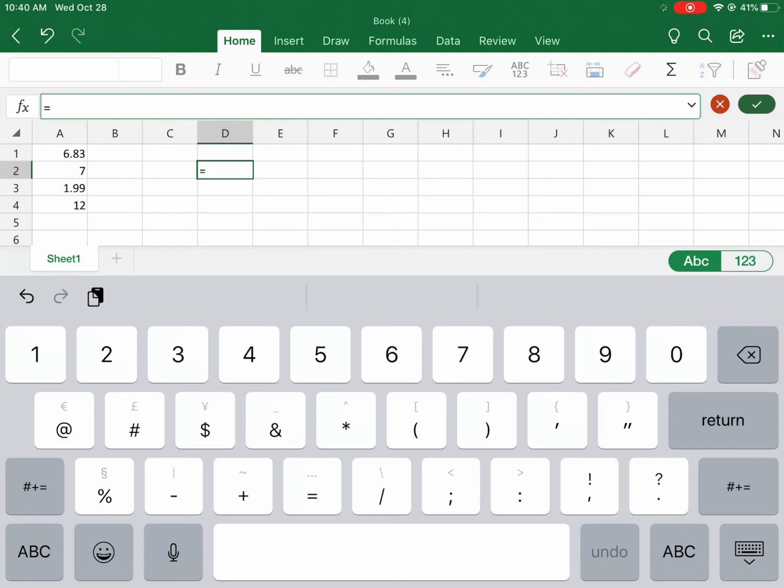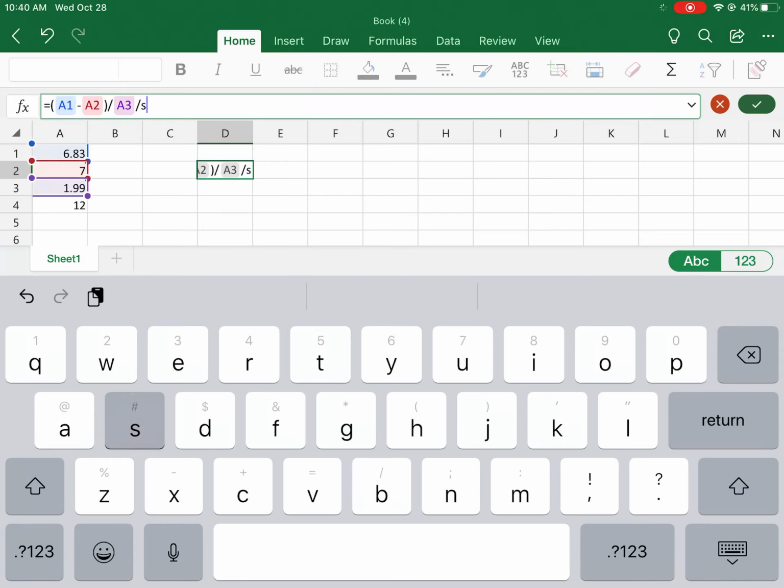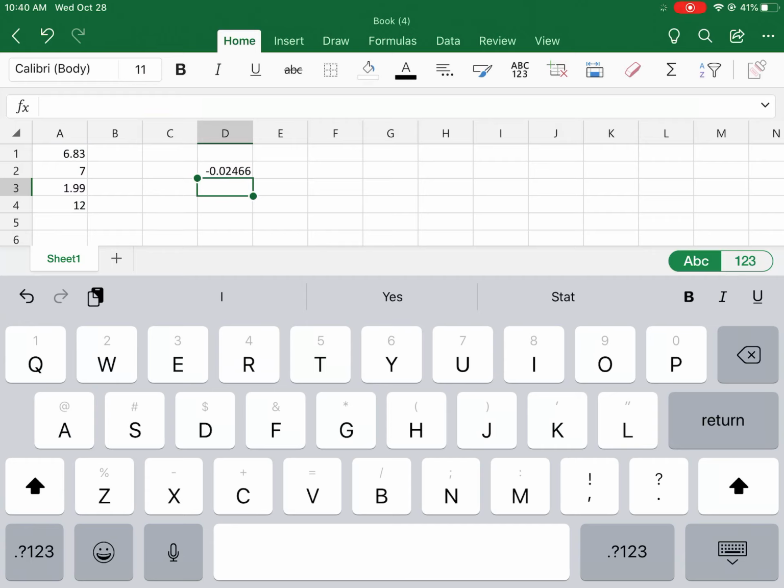So I'm going to do equals. Now, again, you're going to have to be really careful with your order of operations. So the first thing I need to do is I need to put this first part in parentheses. So this minus this, okay? And I'm dividing it by this number here divided by the square root of this, and enter. Okay, so I get negative 0.02466.